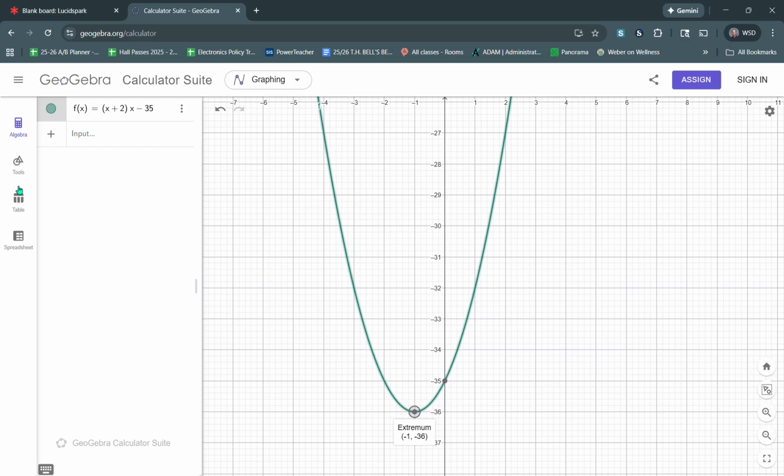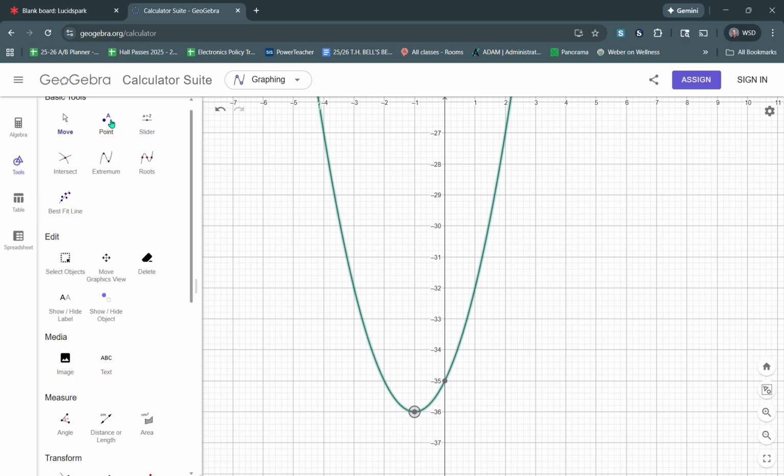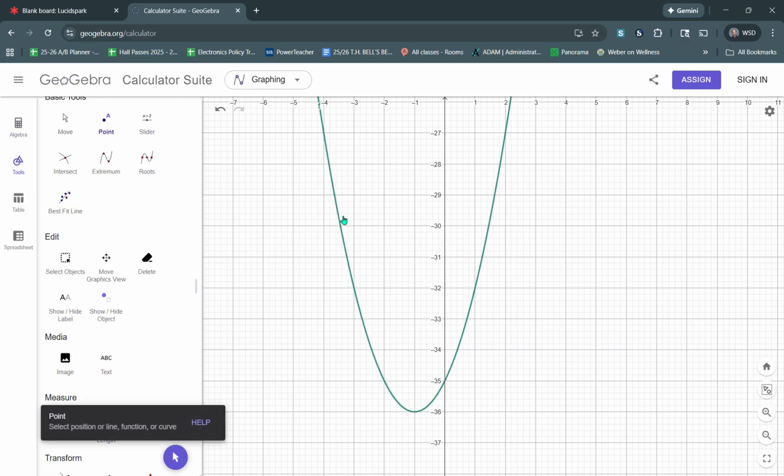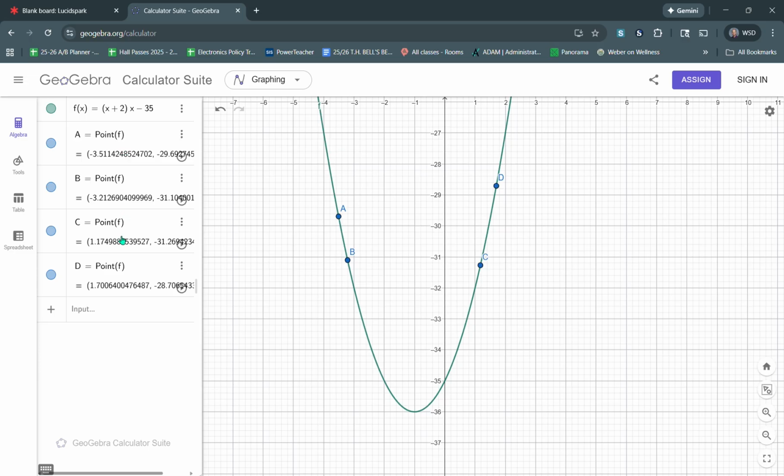We could get more points if we wish. If there's a particular point that you need, you can add it with this point tool along the graph, and it will list them out in your algebra menu. So if you need additional points, you can do that as well.